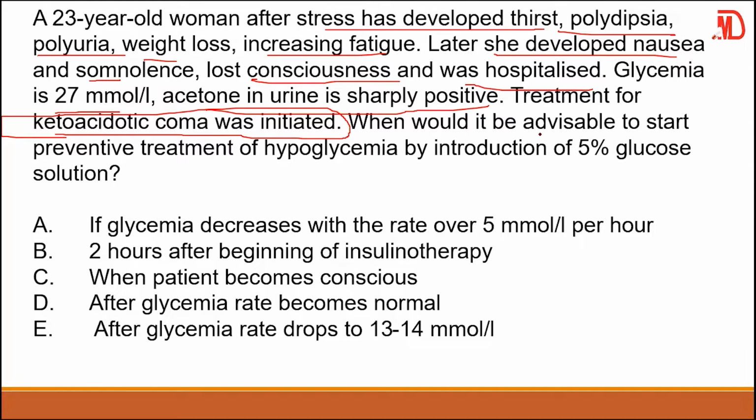when will it be advisable to start a preventive treatment of hypoglycemia by introduction of 5% glucose solution? When will it be advisable to start preventive treatment of hypoglycemia by introduction of 5% glucose solution? What it means is that at what point when the glucose is high will you initiate or start giving insulin? As simple as ABCD.